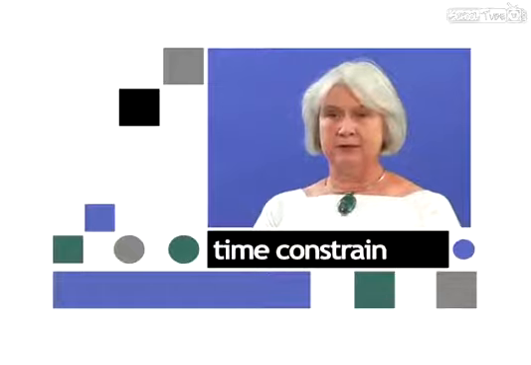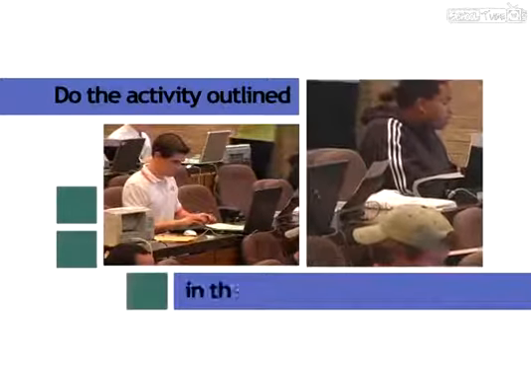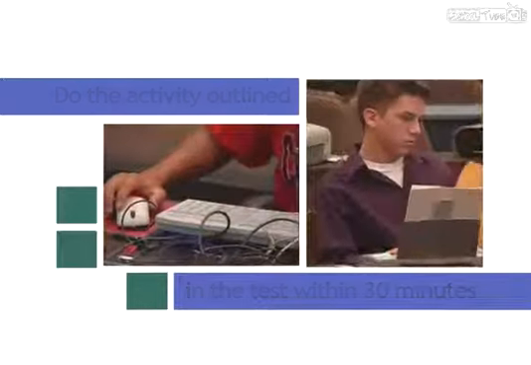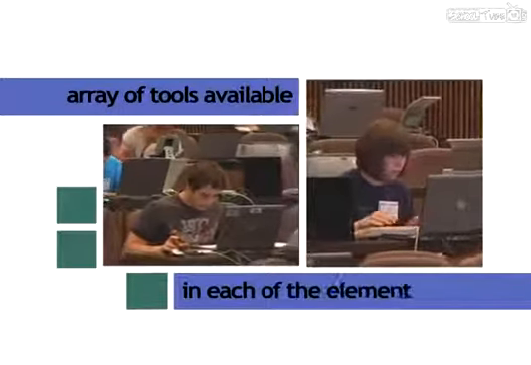The difficulty and the puzzling in the contest comes in a few different ways. One is the time constraint, to try to do the activity that's outlined in the test within 30 minutes. The second level of difficulty is encountered in the vast array of tools available in each of the elements. This requires the student to have an interest in the computer, an interest in the puzzling out of how this all works, and take the extracurricular time to really delve into what these applications can do over and above what you learn in the classroom.